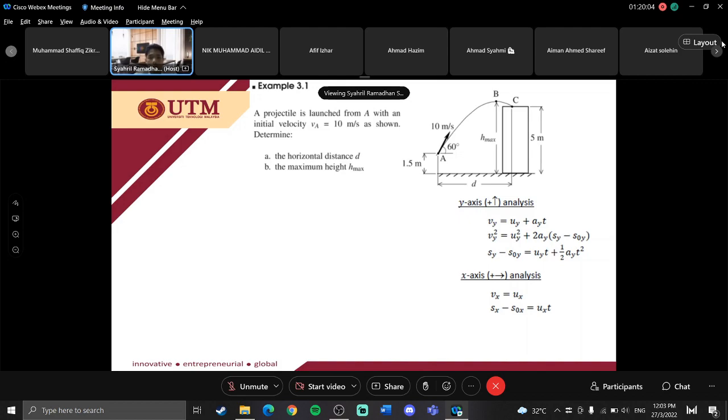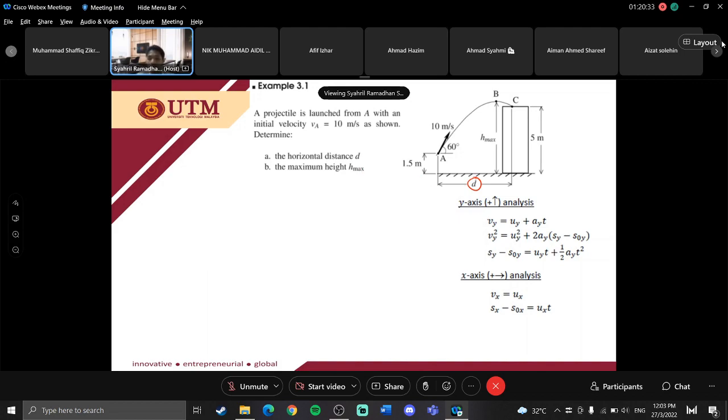We have a projectile. A projectile is launched from A with an initial velocity VA equal to 10 meters per second, as shown. Determine the horizontal distance D, given here, and then the maximum height H max. Before we do this example, let me explain the equations to you.